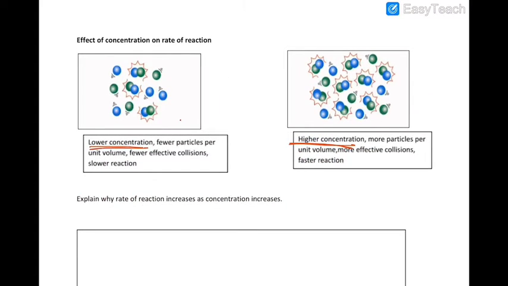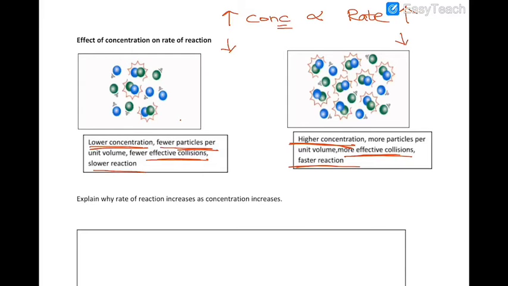So when you have lots of particles, definitely more particles mean more collisions. If there's more collisions, there's going to be more effective collisions, so rate is going to be faster. Low concentration, you have fewer particles, fewer effective collisions, slower reaction. So when concentration is high, rate is high. When concentration is low, rate is low. So concentration is directly proportional to rate. So they are directly proportional.